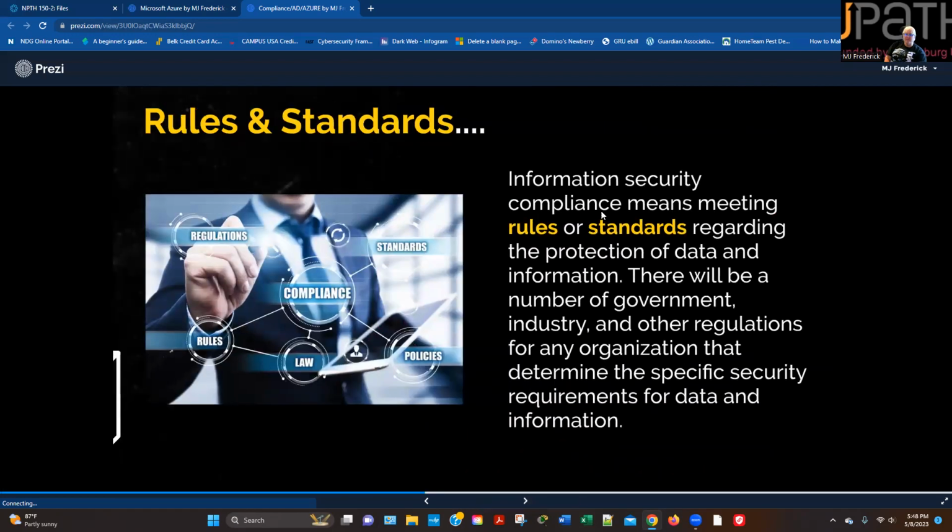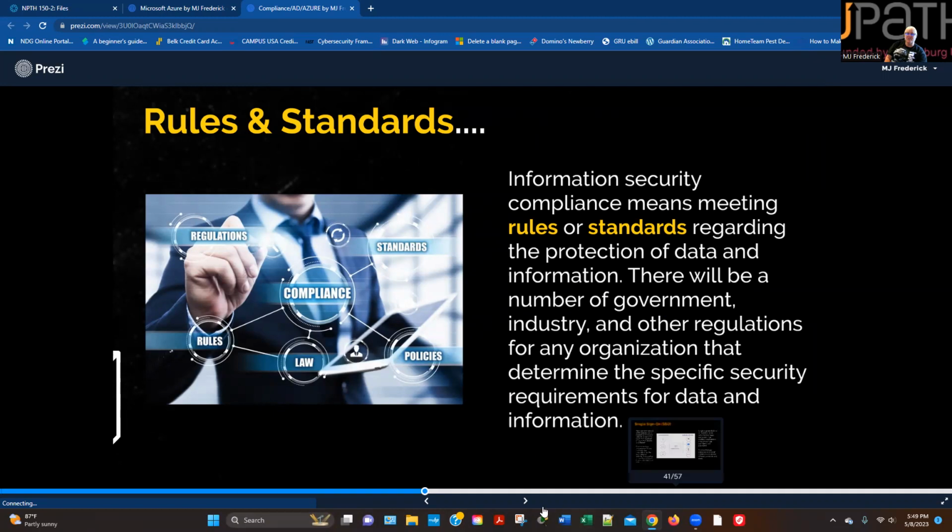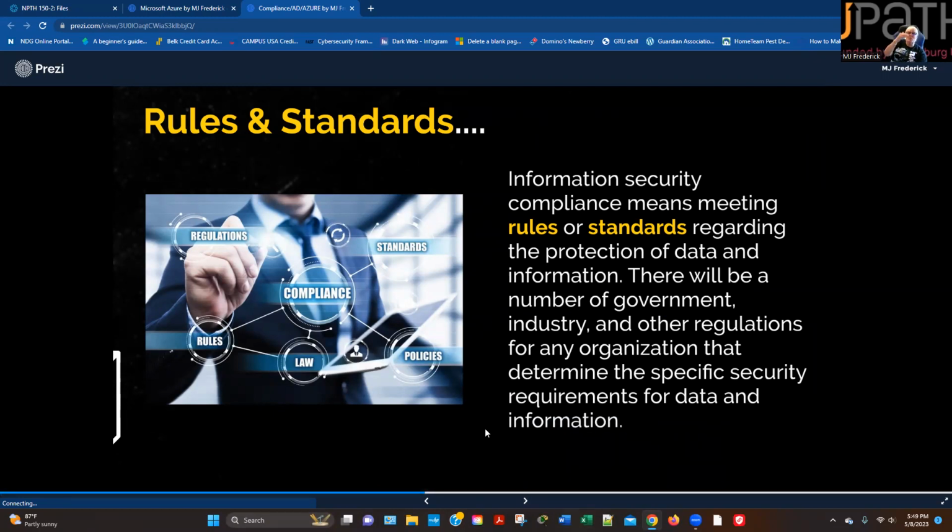Rules and standards. Information security compliance means that you are meeting the rules or the standards regarding the protection of the data and information within your organization. There will be a number of government, industry, and other regulations for any organization that determine the specific security requirements for data and information. You have got to adhere to those. You have got to be able to prove that you are doing what you need to do in order to protect that information, and your employees as well, not just the information. There's always a guideline. It's a beautiful thing.